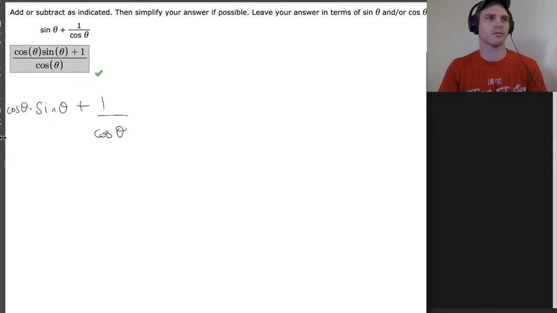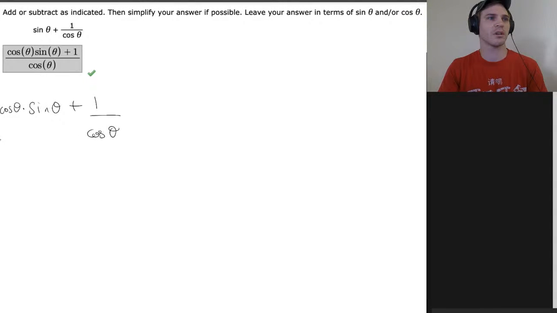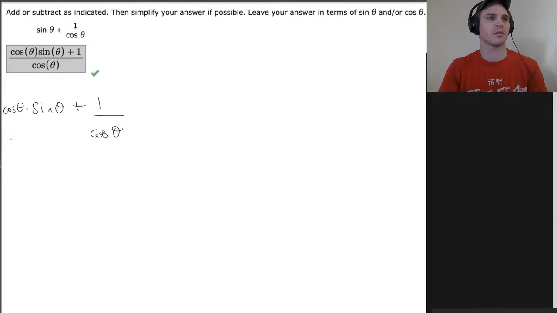Mistake here. Just that. Cosine of theta over cosine of theta. Cosine of theta divided by cosine of theta is 1, and you can just always multiply by 1. So now this is sine theta cosine theta, or cosine theta sine theta, plus 1 over cosine theta.